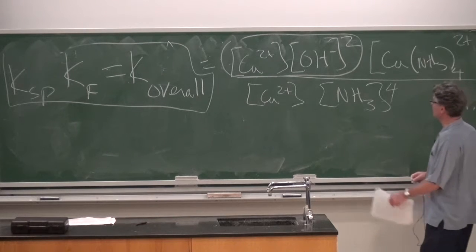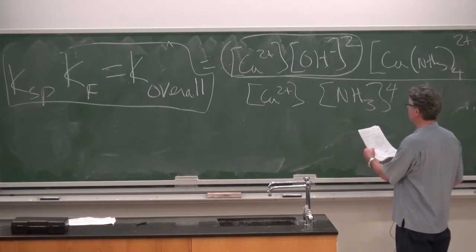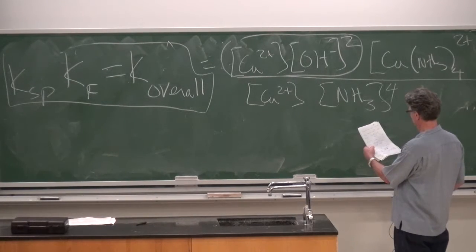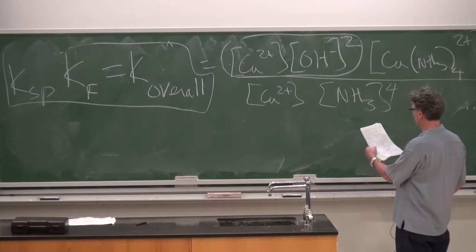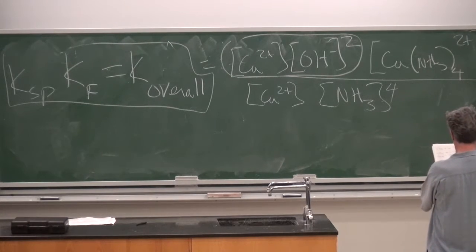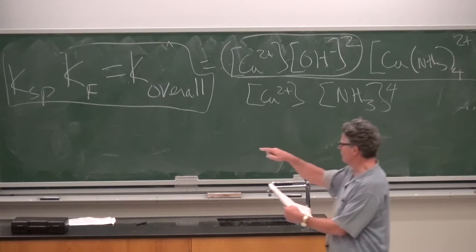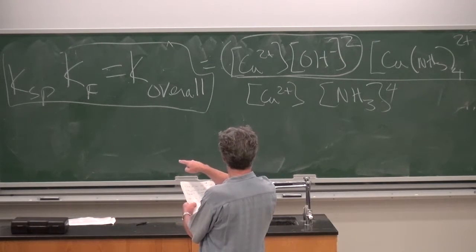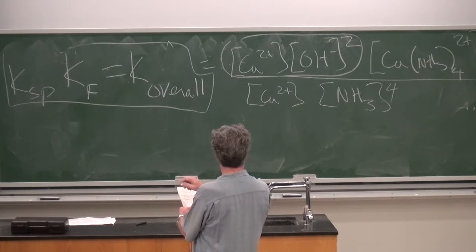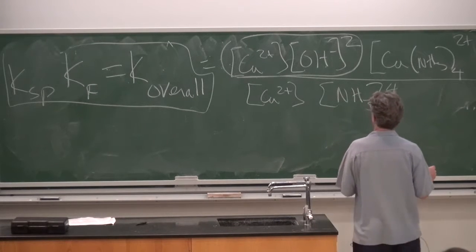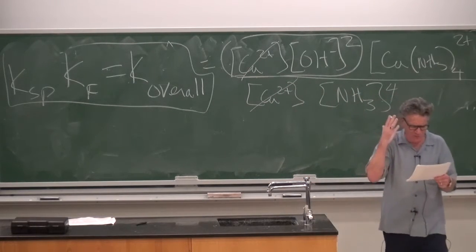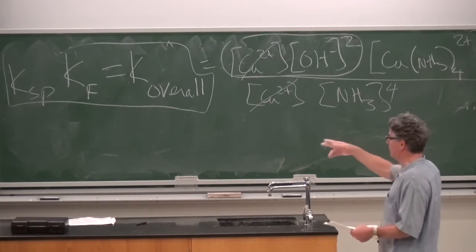And what we find out is that, wait a minute, something's not right. What did I do wrong? Hold on, I'm trying to get to that. The copper cancels. The copper's on top and the bottom. It gets us together. Okay, right. That's what I have in my notes, but it didn't seem that way. Okay, so there you go. There's your K overall.